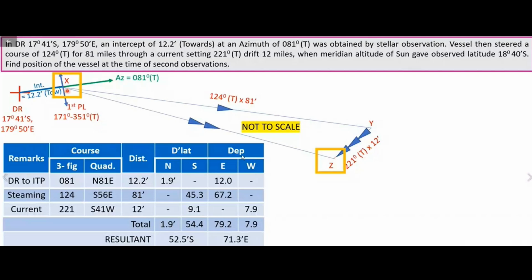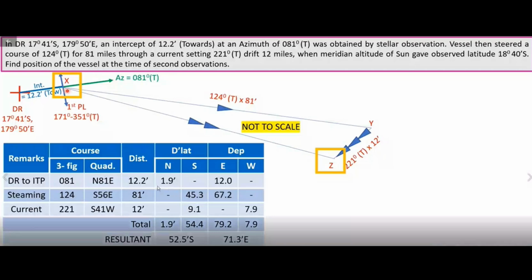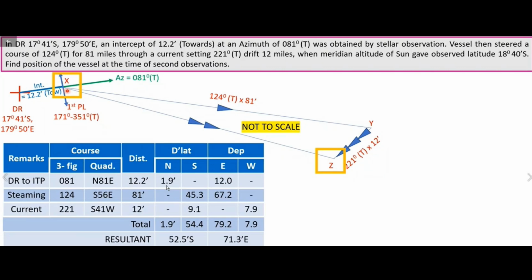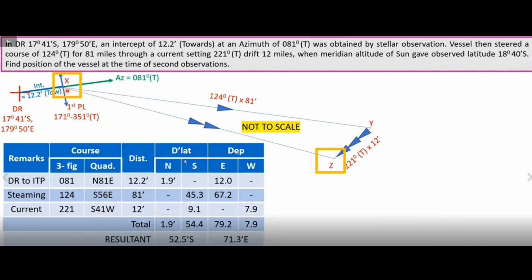सर ये 1.9 कैसे आया सर ये इसमें इलियट के कॉलम में? ओके बेटा, हमने तो सर यहाँ फार्मूला से लिया होगा ना सर? Yes, plane and parallel sailing बेटा, d lat is distance cos course. So just punch in your calculator 12.2 into cos of 81. You will get this value.